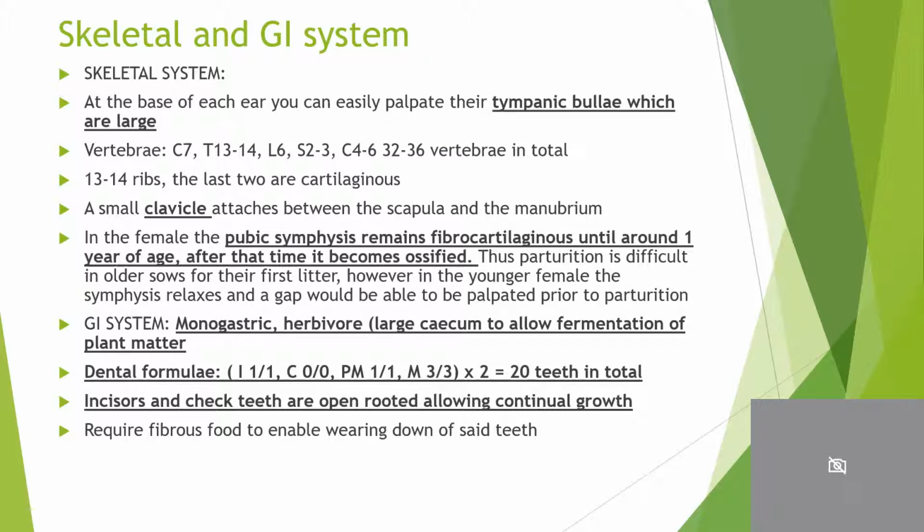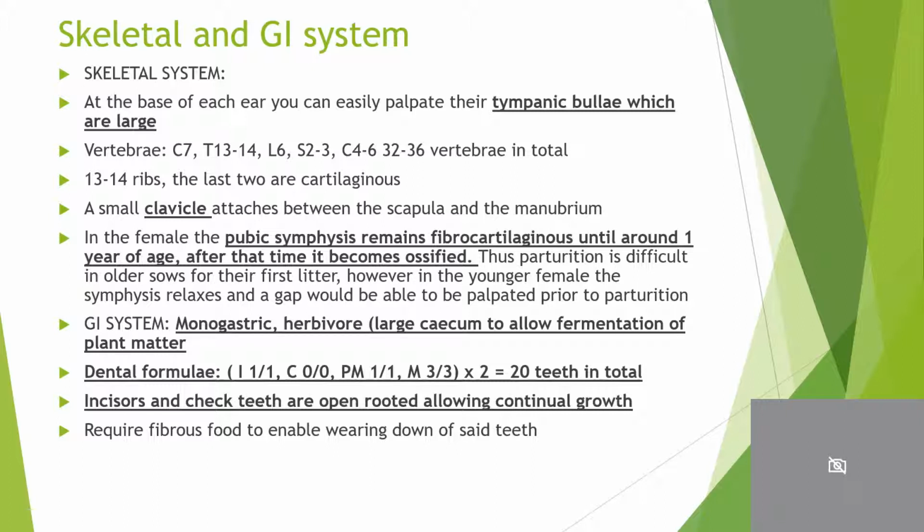In the female, the pubic symphysis actually remains fibrocartilaginous until around 1 year of age, and after that time it becomes ossified. Thus parturition is difficult in older sows for their first litter. However, in the younger female, the symphysis relaxes and a gap can be palpated prior to them giving birth. In relation to their GI system, they are monogastric, they are a herbivore, so again they have a large cecum to allow fermentation of plant matter.